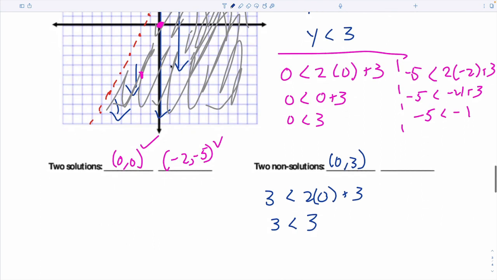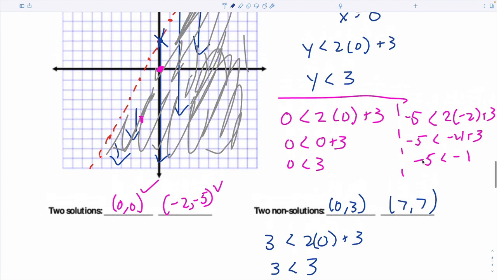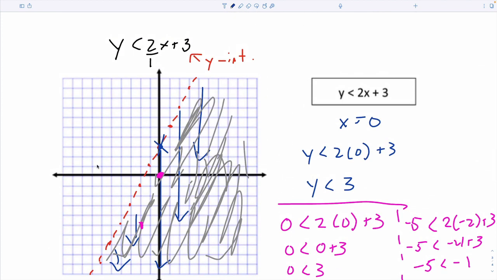One more point. Tanner, what'd you put? 7. 7's going to be way up here, over 7, up 7. That actually might work. 1, 2. Yeah, 7, 7's going to work. That's a solution. Let's try -7, up 7.